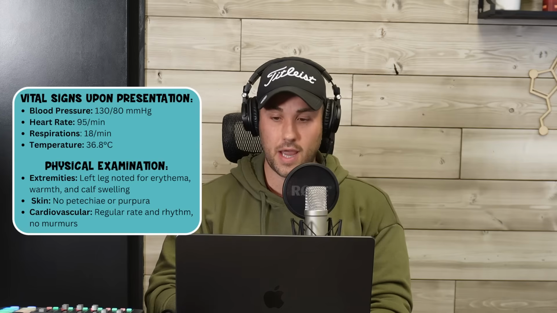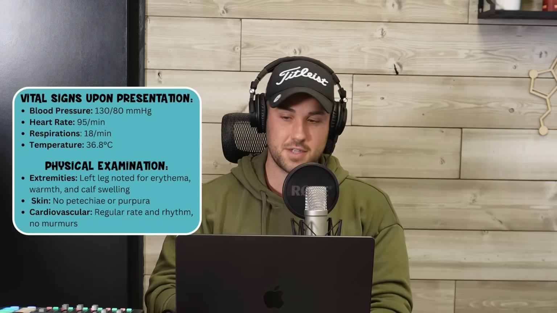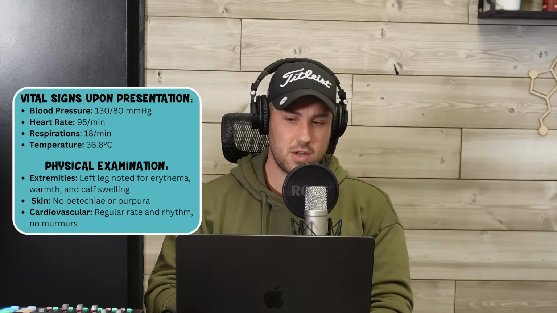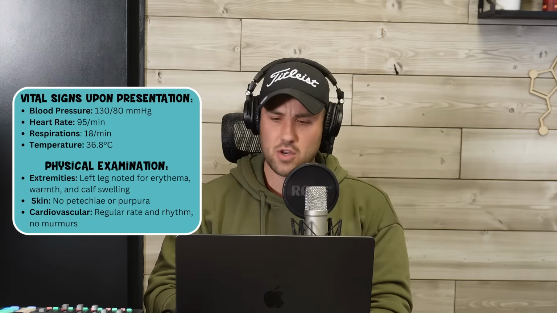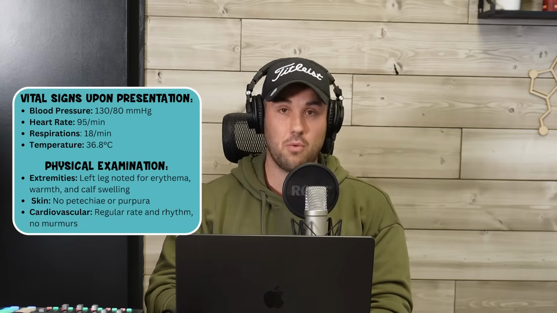For his exam, we have vitals. BP is 130/80, heart rate 95, respiration 18, and his temp is 36.8 Celsius. For his extremities, we have a left leg noted for erythema, warmth, and calf swelling. Skin, no petechiae or purpura. Cardiovascular, regular rate and rhythm, no murmurs.